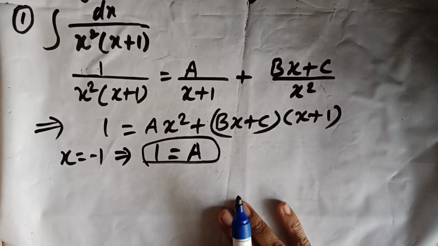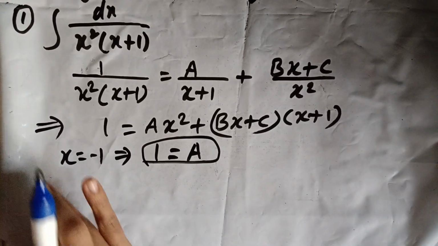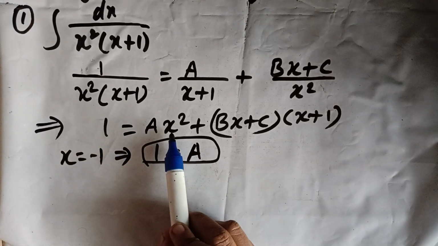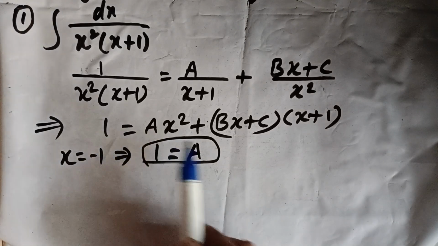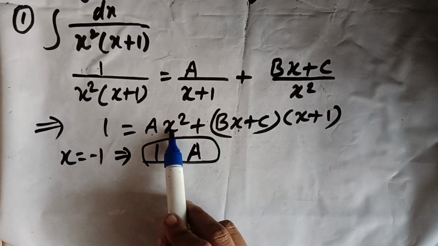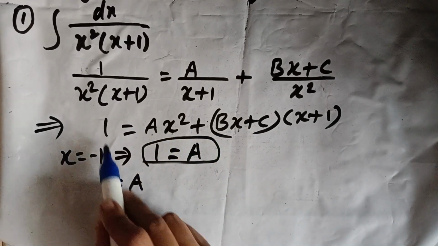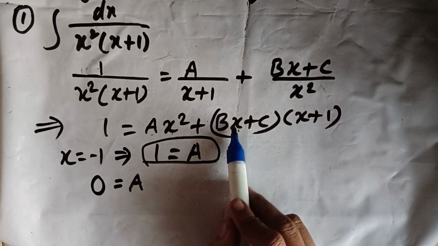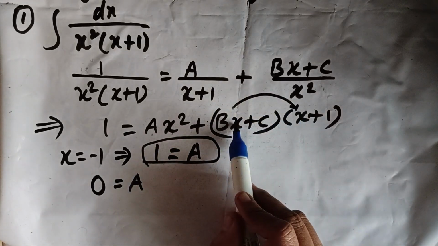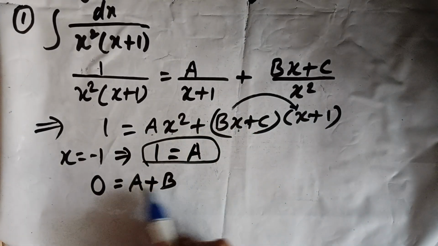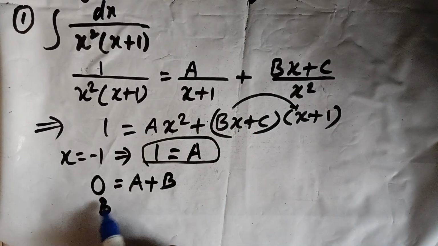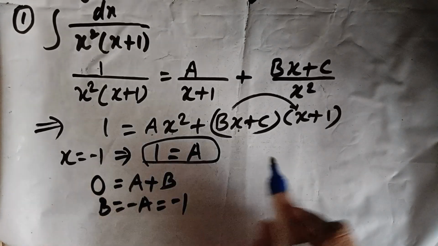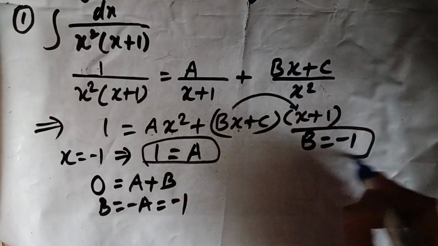Now we'll compare the coefficients. So comparing the coefficients of x square: here it is A, this side there is no x square term, so 0. Then here this becomes Bx into x, so Bx square, so we'll get B. So we'll get B is equal to minus A, and we know the value of A, that is 1, so B we got minus 1.